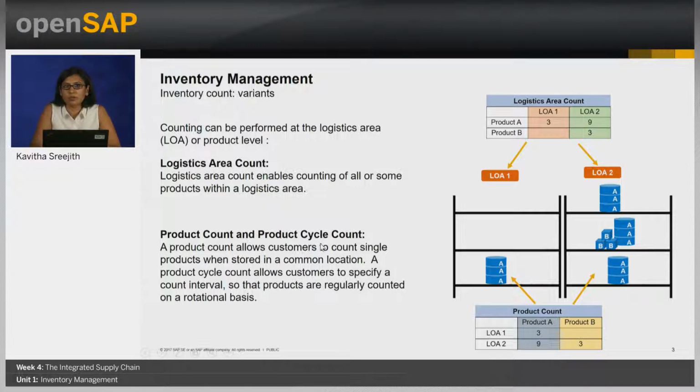There is also another option in the system, that is to have a product cycle count. The term cycle here denotes cyclic mode of operation. A product cycle count allows you to specify a count interval so that the products are regularly counted on a rotational basis. This behavior is controlled by the master data settings available at the product level. We shall also see this setting during our demo.